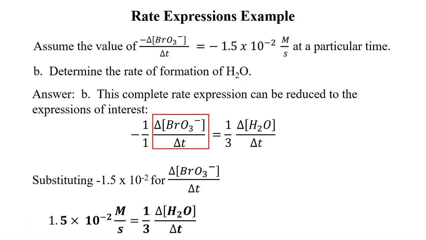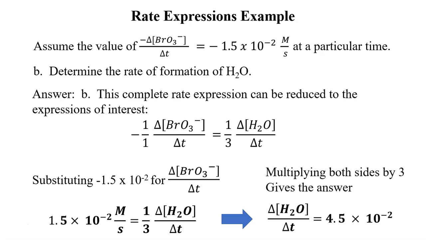Okay, so we simply say 1.5 times 10 to the negative 2 equals 1/3 H2O. Now it's a simple algebra problem. You multiply both sides by 3, and that cancels out the 1/3 on the H2O side of the equation, and you end up with 3 times 1.5 times 10 to the minus 2, which equals 4.5 times 10 to the minus 2. And so that indicates that the rate of H2O is 3 times as fast as the rate of the BrO3.